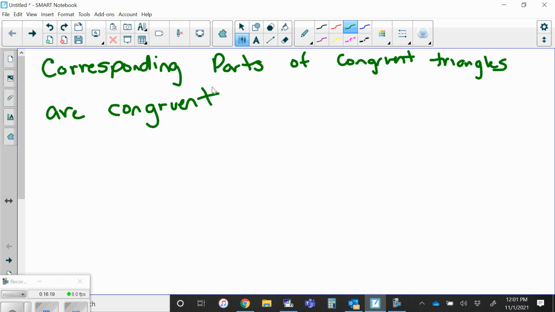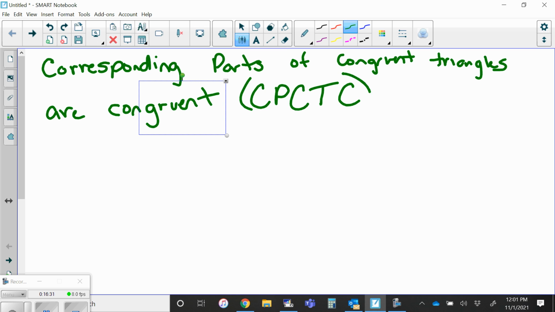I hope this one makes sense. This is a theorem. We're going to use this all the time. We're actually going to refer to this as CPCTC. This is huge, we use this all the time. Corresponding parts of congruent triangles are congruent.